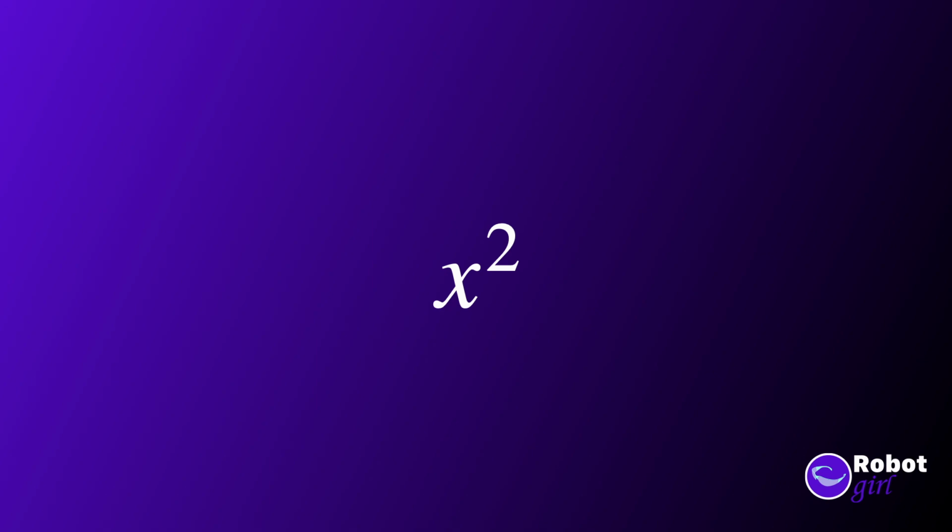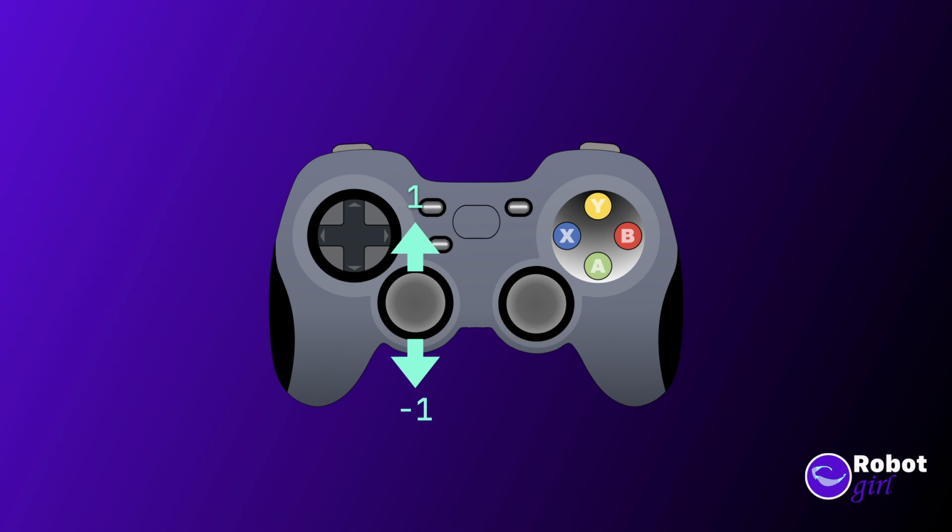Now, this might seem strange at first because squaring a number usually makes it bigger. But remember, the range on our joysticks goes from 1 to -1. That means we're dealing with a fraction. That's where things get interesting. Imagine that your joystick is halfway up. That would be 0.5. If you square 0.5, or in other words, multiply 0.5 by 0.5, the result is 0.25.